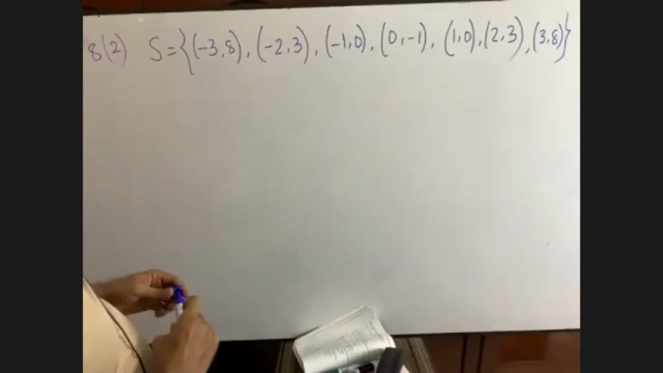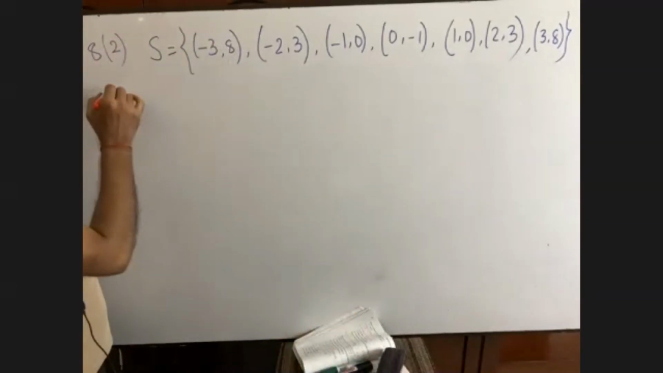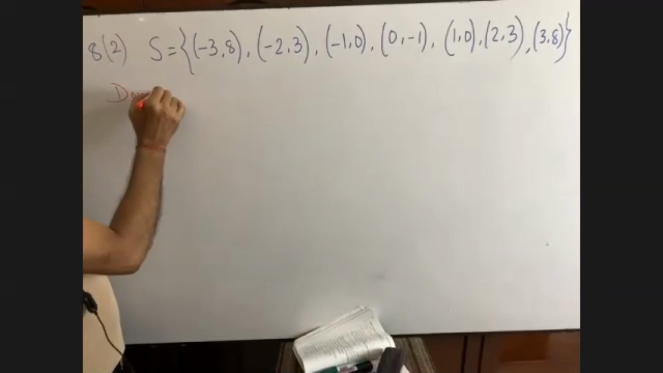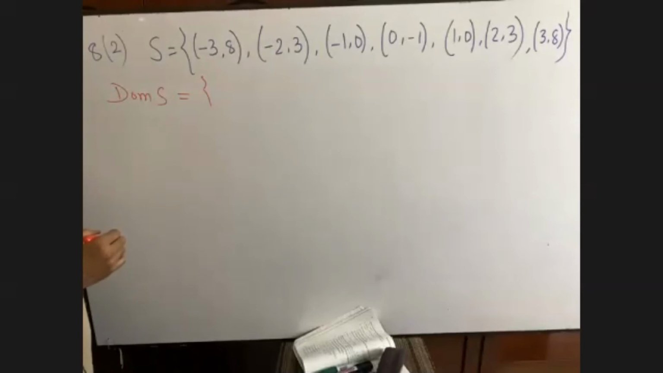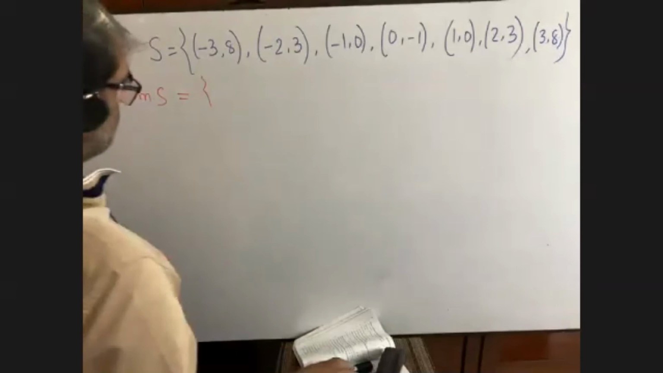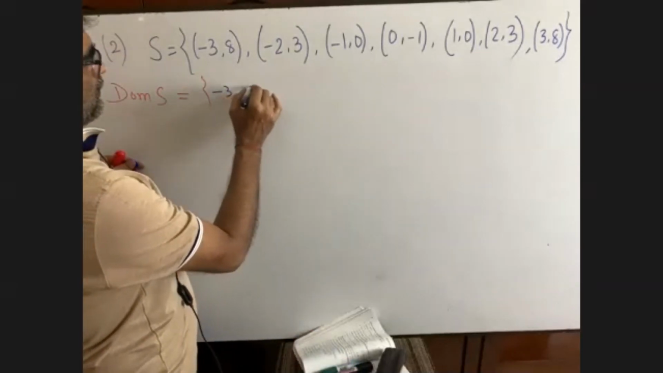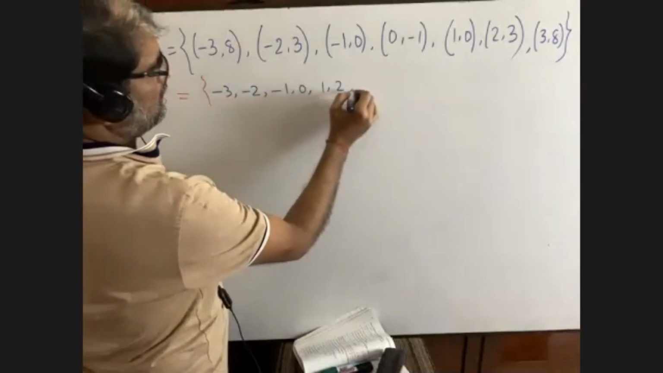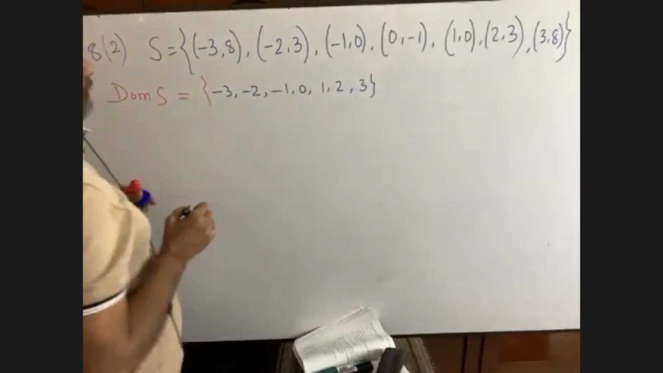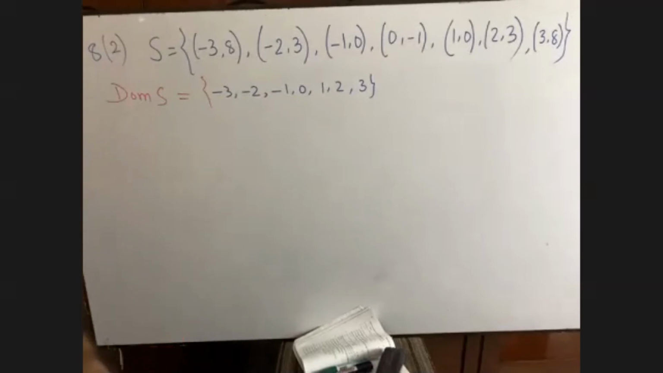What is the domain? You write down. What is domain? The first elements, right? So what are the first elements? Let me know. -3, -2, -1, 0, 1, 2, 3. So we have found the domain of the relation.